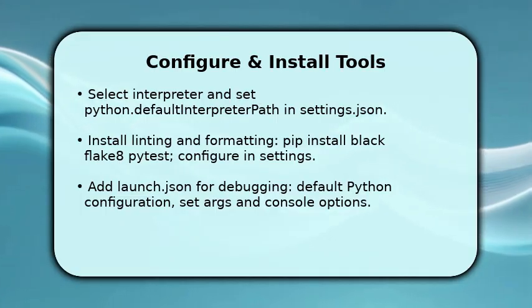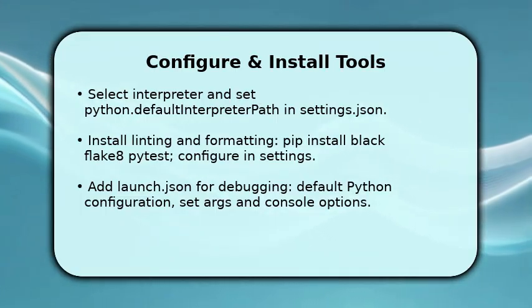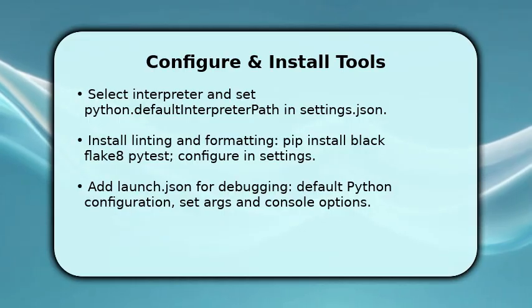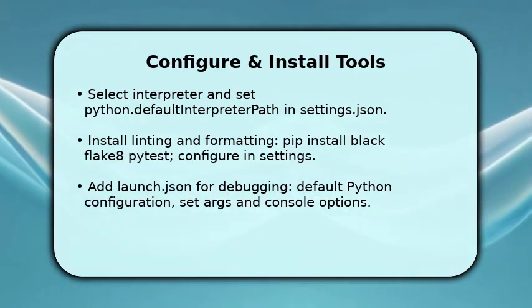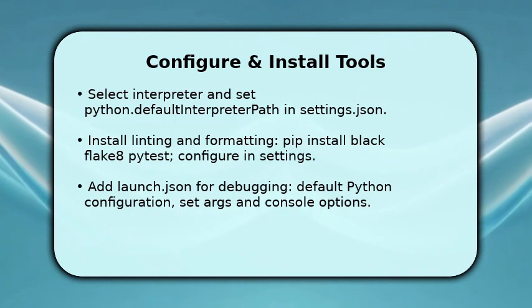Finally, add a launch.json debug configuration, specify program, args, and console type. This lets you run breakpoints, inspect variables, and step through code reliably.